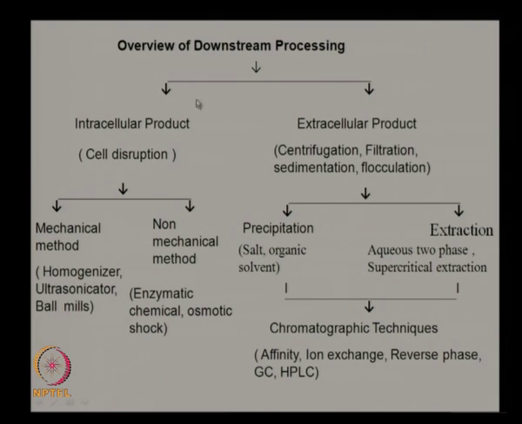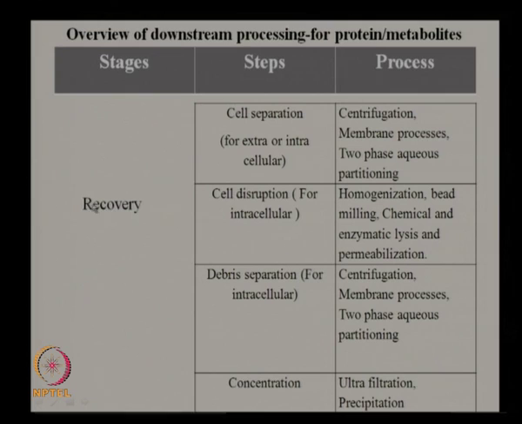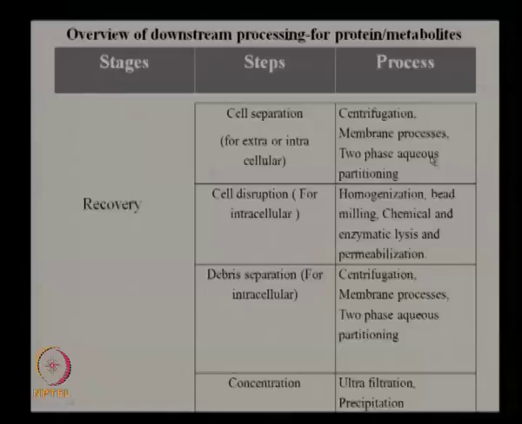So intracellular requires cell disruption. Once you have disrupted the cell, you can go to this side of it and then use the product recovery techniques and product purifying techniques. So if you are talking about recovery, whether it is a protein or whether it is a metabolite, you are talking about cell separation, that means you collect your cells first, and if your cell contains your desired product, your cell is disrupted using various techniques I talked about: homogenization, bead milling, chemical techniques, enzymatic techniques, lysing techniques.